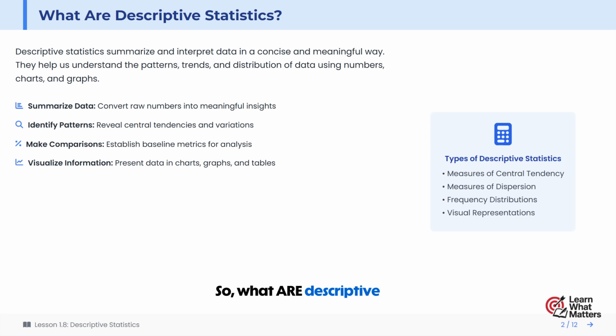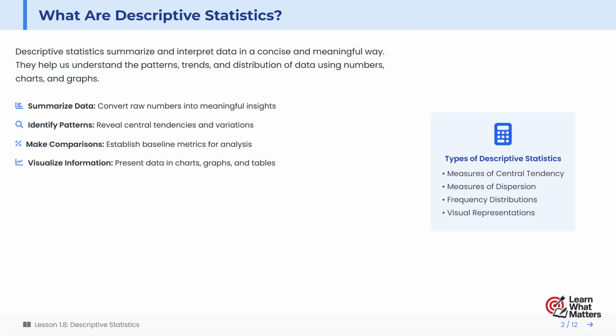So what are descriptive statistics? Think of it like this. You just got a 1,000-piece jigsaw puzzle. Descriptive statistics are the tools that let you flip all the pieces over, find all the edge pieces, and sort them by color. It's not about predicting the future, it's about making sense of the chaos you have right now. We're going to learn how to summarize a giant pile of data into 1 or 2 meaningful numbers.